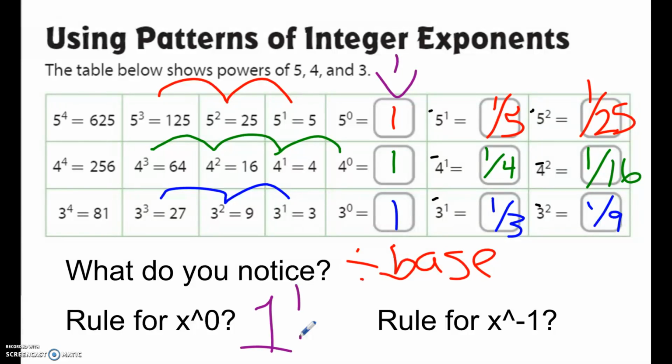And a rule for x to a negative power, it looks like it's 1 over x to that power. If you had x to the negative 2nd power, it would be 1 over x squared. You just put a 1 over it.